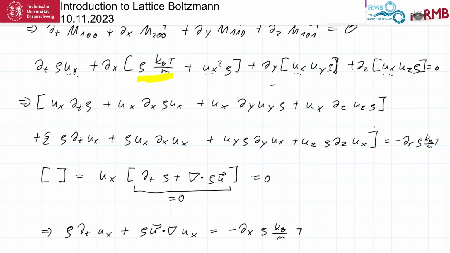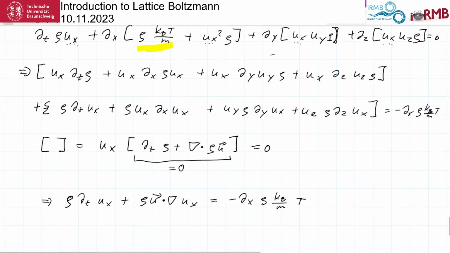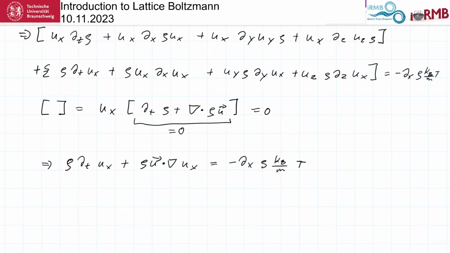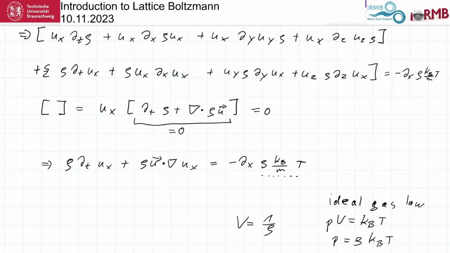Maybe not yet entirely, but yeah, it's getting closer to the Navier-Stokes equation. It's not the Navier-Stokes equation yet. So for example, this term back here looks a little bit strange, but what we can do is look at the ideal gas law, right? The ideal gas law is PV is k Boltzmann T. So in our case, because we look at particle density, V is 1 over rho. That's the inverse of the density. So that means that P is rho k Boltzmann T. Okay? And m is a constant because it's the particle mass.